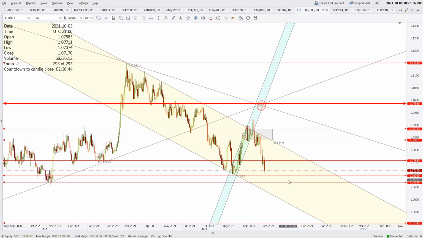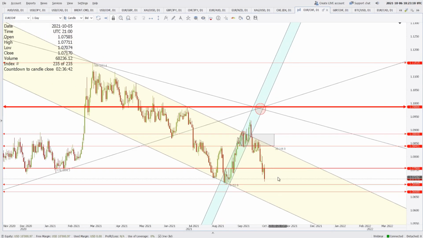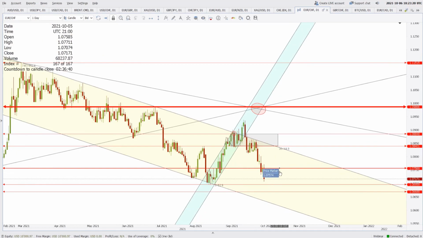1.0668. And on the contrary, if because of some miracle the price starts rising from here, then we need to see a closing above 1.0756 for the next level, that is 1.0840, to continue to exist on the chart actually.